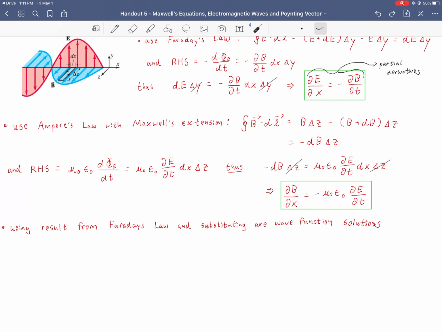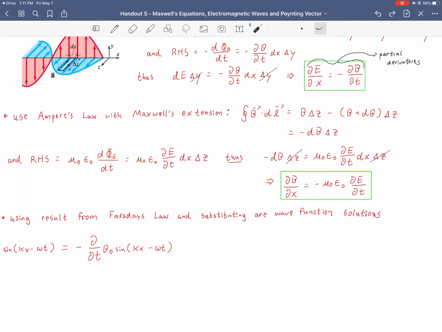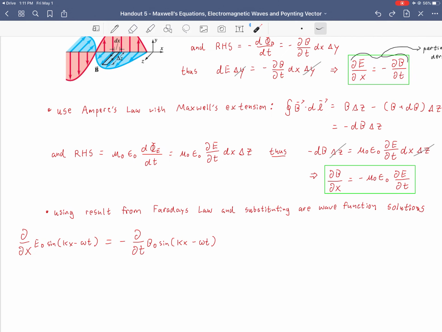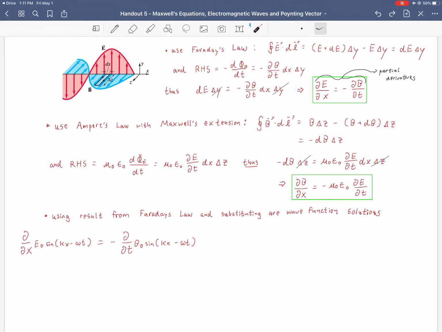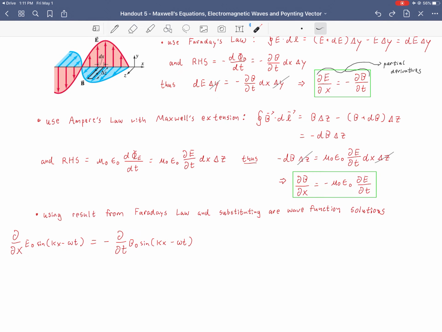Okay, so now we're going to use the results from Faraday's law. Using the result from Faraday's law and substituting our wave function solutions, what we get is this. All I've done is substitute in the wave function. Every time there's a B, I put in the wave for the magnetic field. Every time there's an E, I put in the wave function for the electric field.